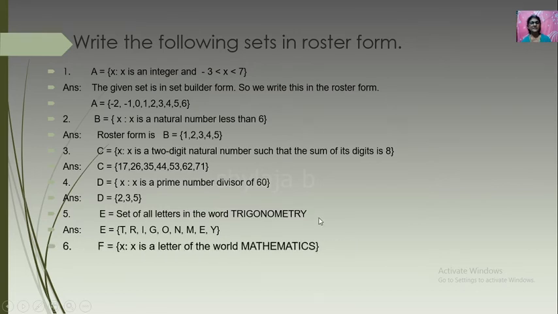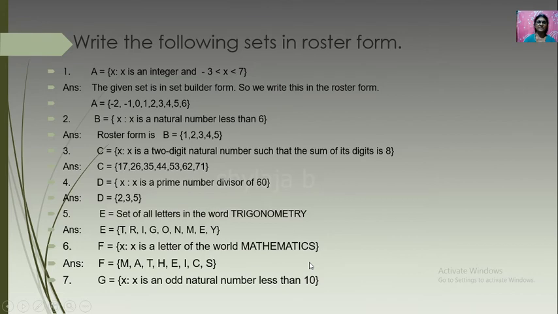Next we come to the sixth one. Set F, x such that x is a letter of the word mathematics. This question is repeated, but we write it again. In the set F: M, A, T, H, E, I, C, S. Repeated letters we cannot write in this roster form.